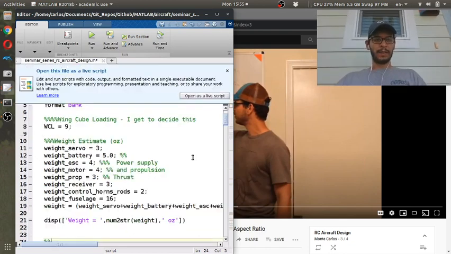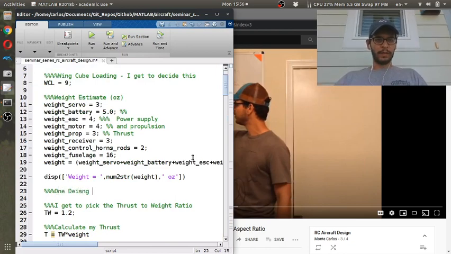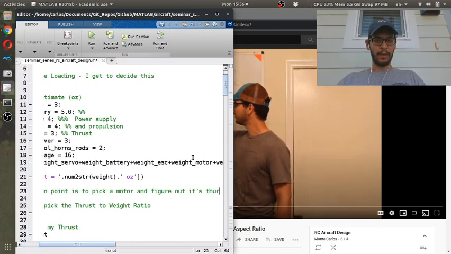So I'm going to say one design point is to pick a motor and figure out its thrust.